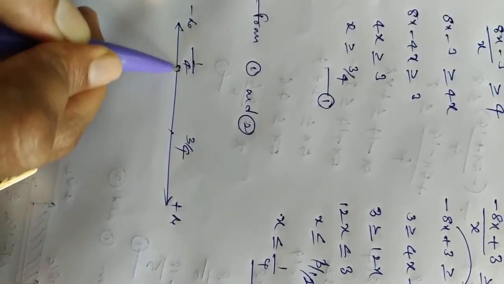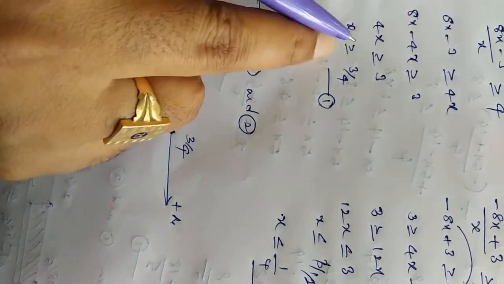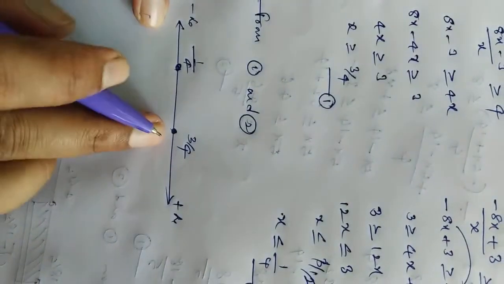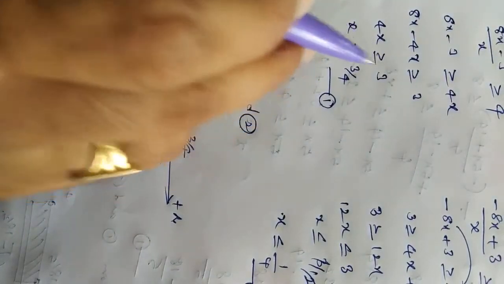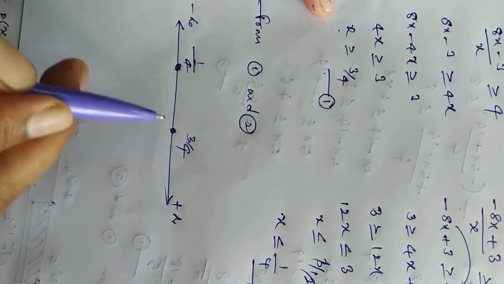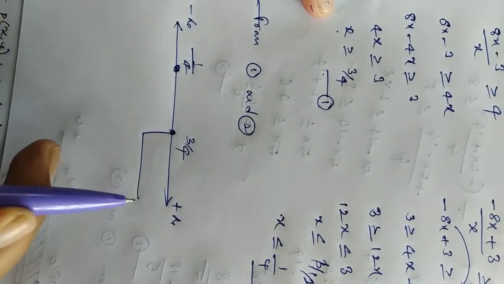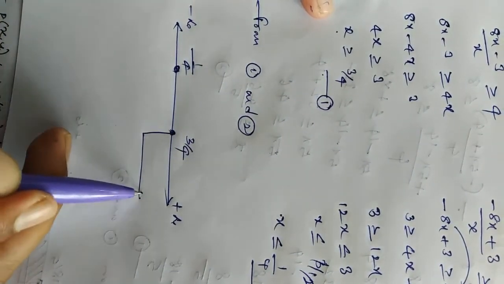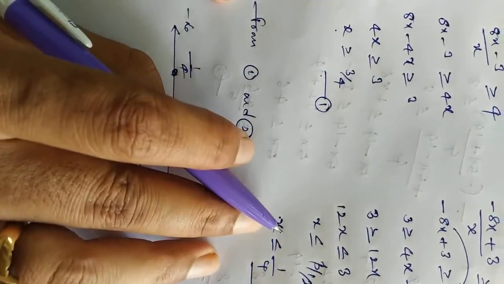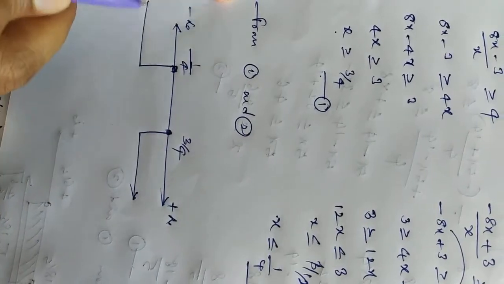These two values are included, like this. Means the equality symbol is there, so these two values are included. From 1, compared to 3/4, x values are greater values. From 2, compared to 1/4, x values are smaller values, like this.